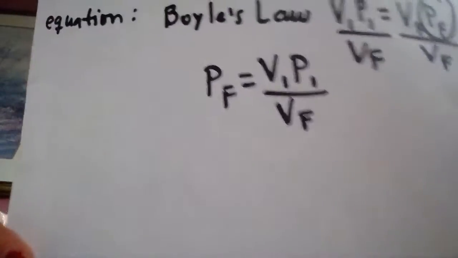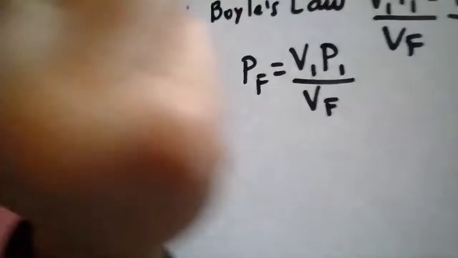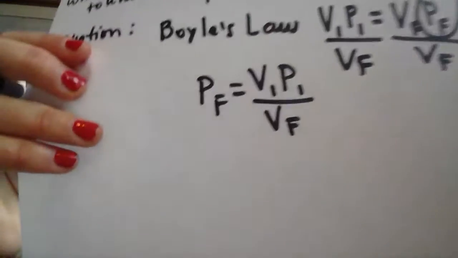So then at this point, since we know what our equation that we're going to be using is, we just plug in the numbers that it gives us in the problem and solve. So we can write these down. So it gives us V1, P1, and V2.